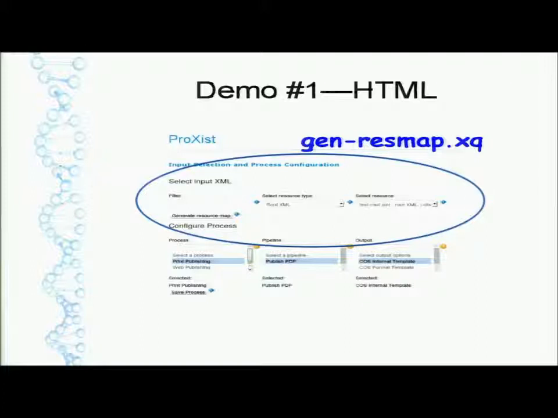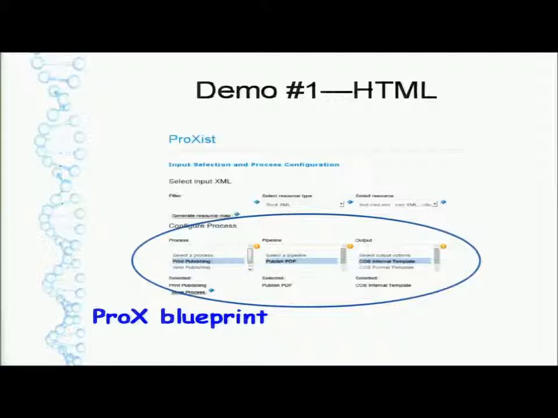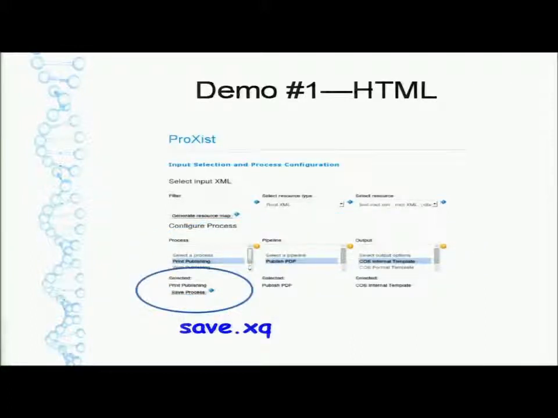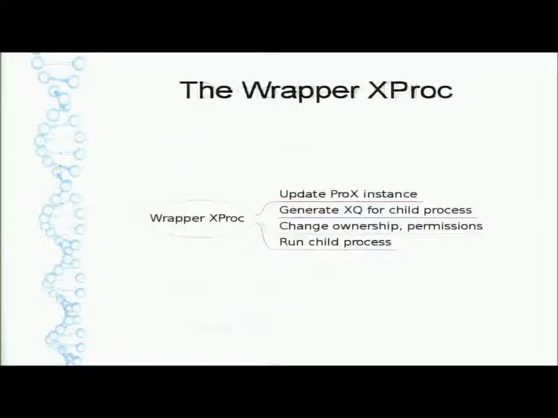So this one simply generates the list and selects the input. And here I use the blueprint to give the user the options to choose from. And this one basically saves the ProX instance and runs a wrapper XProc process that does all the rest. I'll show you in a second now.